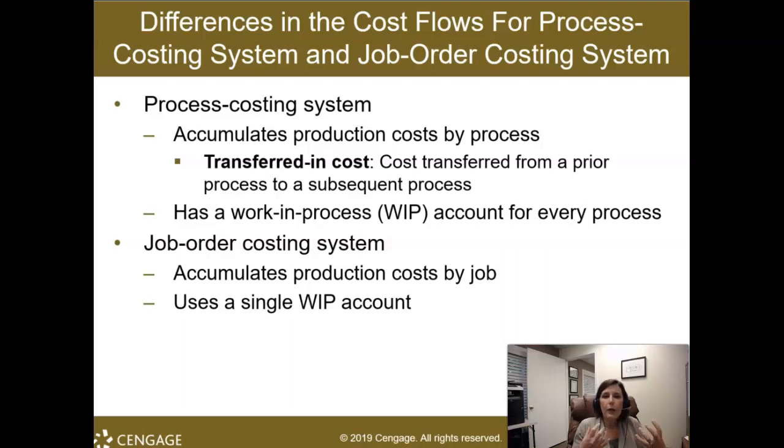If you think about how many jobs a company could be working on at any one time or over the period of one accounting cycle, you could have thousands of jobs that you're then accounting for on a per job basis. Whereas accounting for processes, you may have only a handful of processes that you're accounting for. So it is a somewhat more simplistic model.